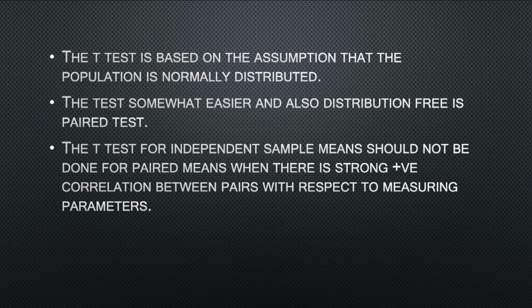T-test is based on the assumption that population is normally distributed. The test is somewhat easier and also distribution free in the paired test. T-test for independent sample means should not be done for paired means when there is strong positive correlation between pairs with respect to measuring parameters.